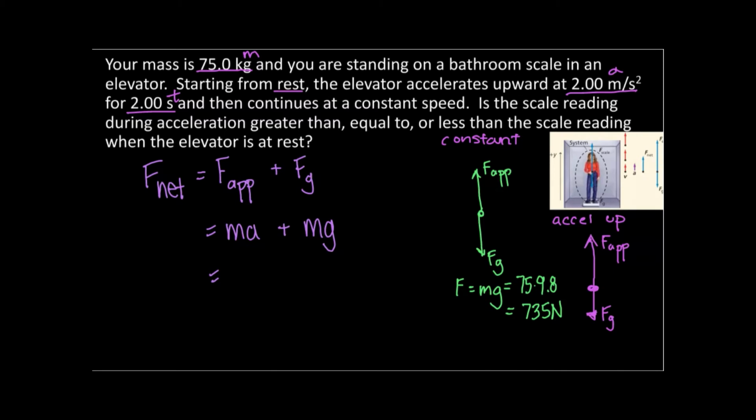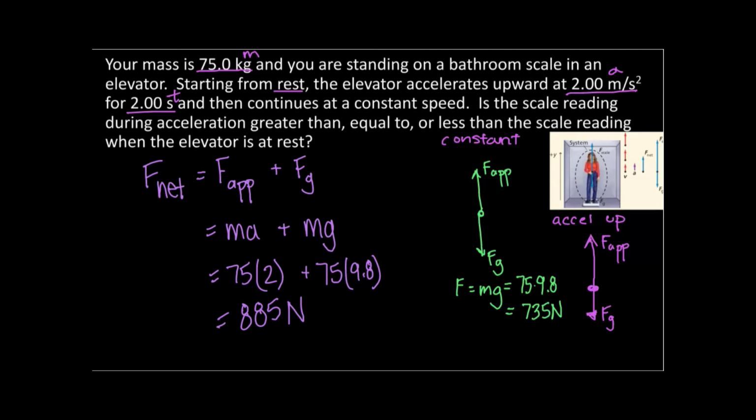Our mass is 75, and our acceleration is 2. And here our mass is 75, and our acceleration is 9.8. But we already know this is 735 because we just did that math. So when you add these two together, you're going to get 885 newtons. That's because the net force has to be more than the gravity force, right? And so you've got to have both.